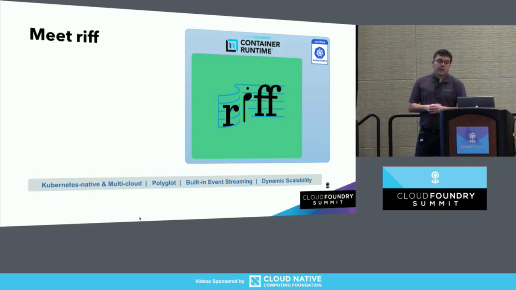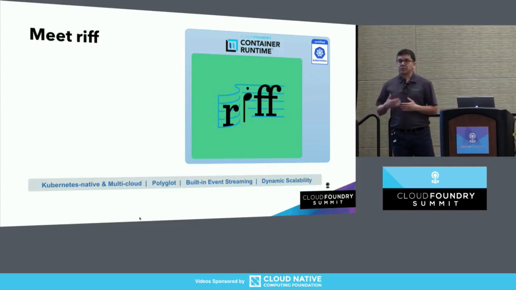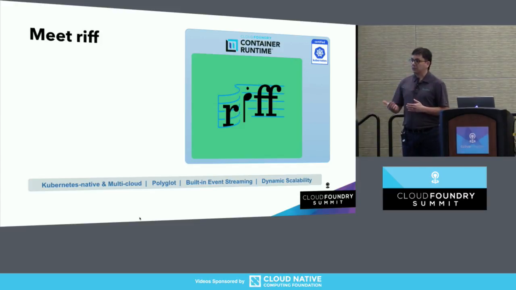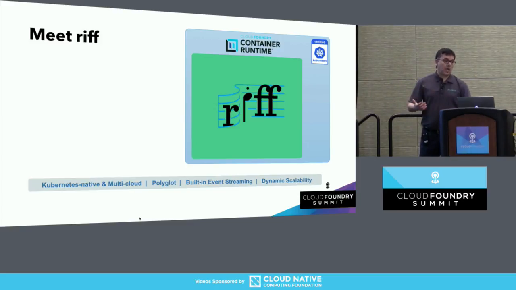Pivotal's contribution to this FaaS movement is Project Riff, which is open source. Riff is basically a Kubernetes extension. It's a Kubernetes-native service that allows you to run functions triggered by events. With Riff, you can run functions anywhere: on your laptop, in your data centers, and also across multiple cloud providers. Today we're going to use an application just to illustrate how Riff works.